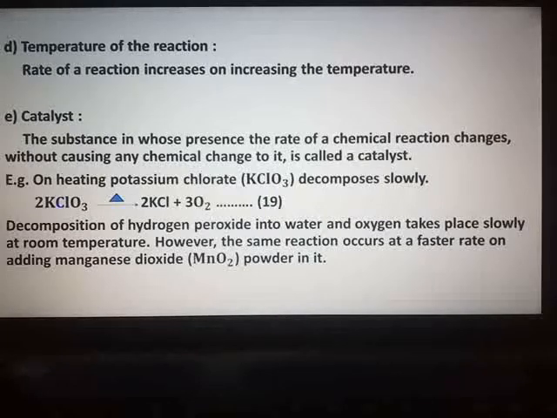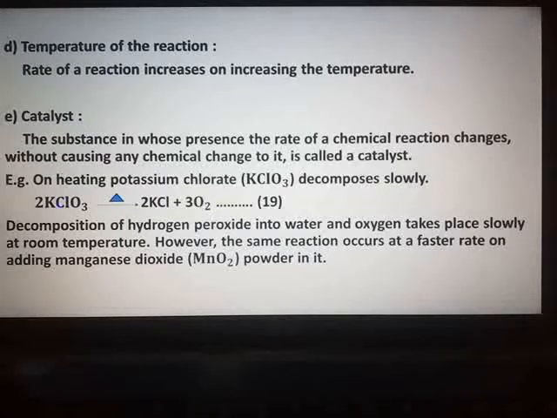Now I will give you a small example of how questions can be asked in the exam. They can ask about the catalyst, or they can give you an example. Take two test tubes containing dilute HCl, and in the first test tube add zinc granules, and in the other test tube add zinc powder. Which reaction will take place faster and why? Such logical questions can be asked in the exam.